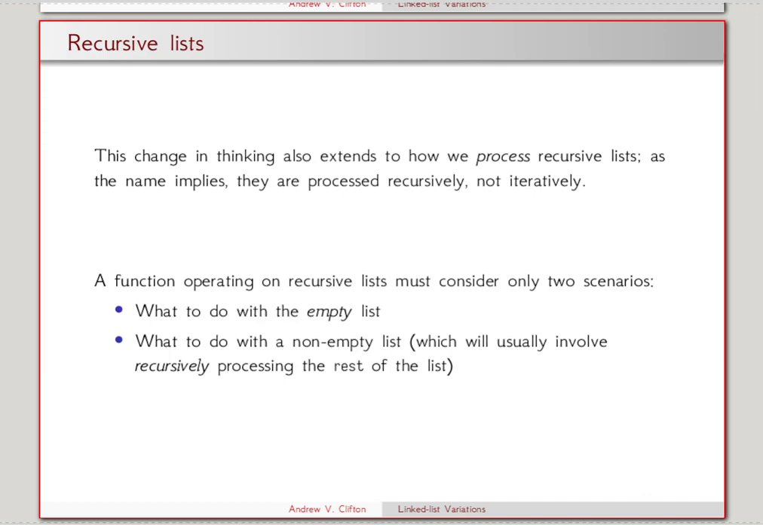This change in thinking extends to how we process recursive lists, because we process them recursively, not iteratively. So we're not going to write a for or a while loop here. We're going to write recursive functions. We'll talk a whole lot about recursive functions in the next module, but this is just a little bit of a preview. If we want to write a function on a recursive list, we just have to ask, what do we do for the empty list? And what do we do for the non-empty list?